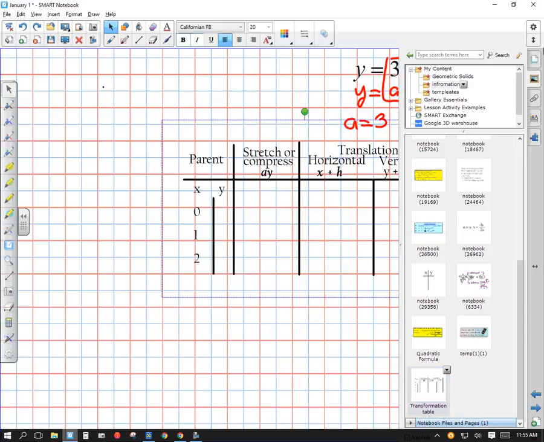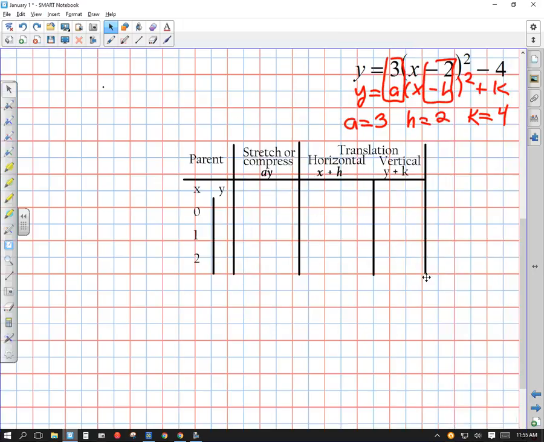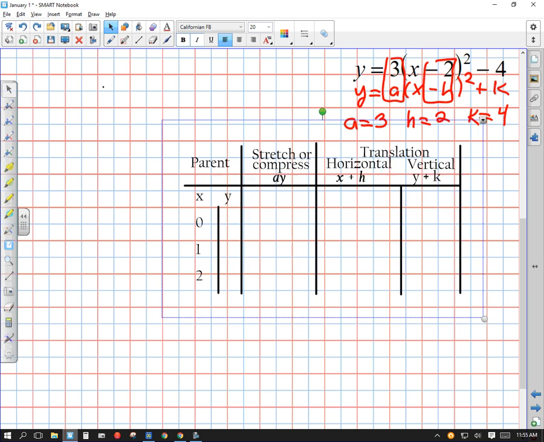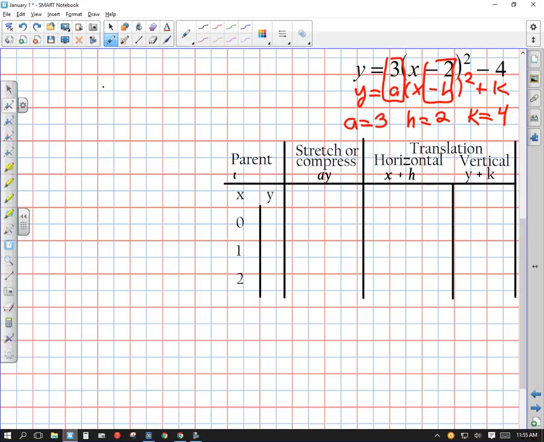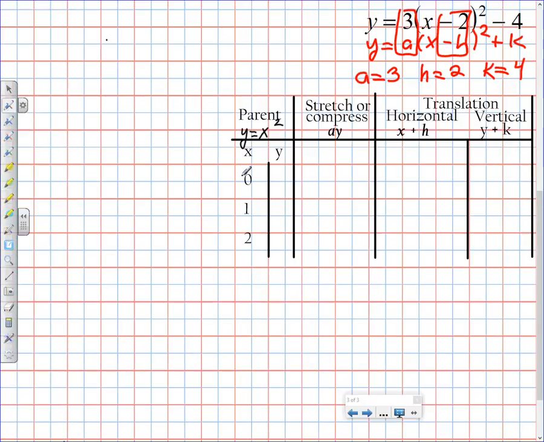The way you're going to do the transformation table is to complete it right here. Remember what I told you, the parent is always 0, 1, 2. Now the parent is y is equal to x squared. So if x is 0, what is y? Well, I'll put 0 in here. 0 squared will give you 0, so y is 0. If x is 1, 1 squared will give you 1. If x is 2, 2 squared will give you 4.